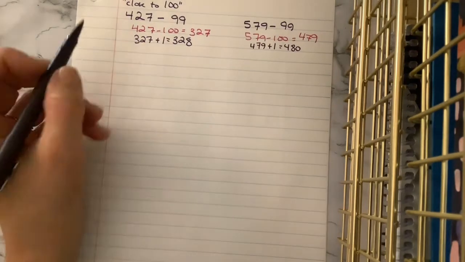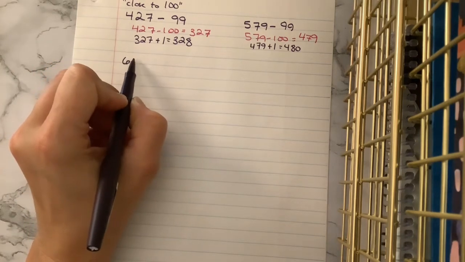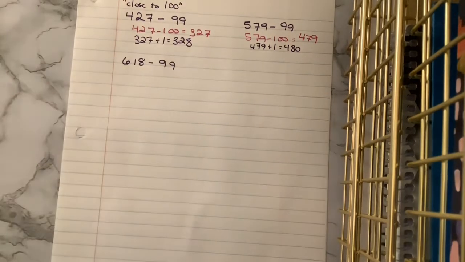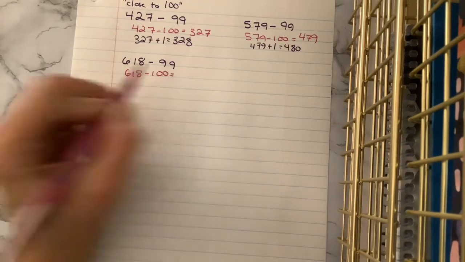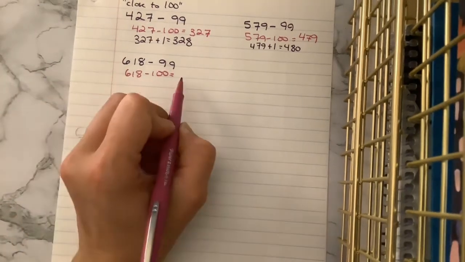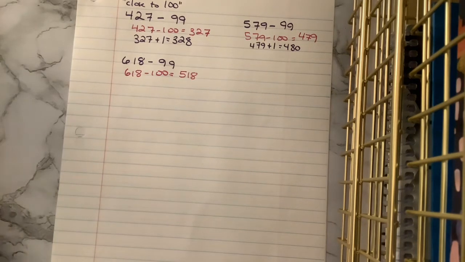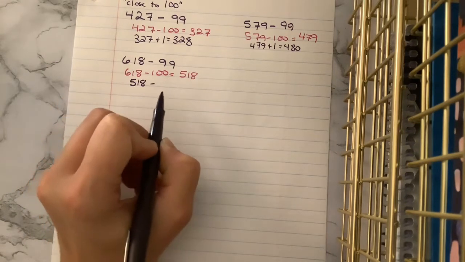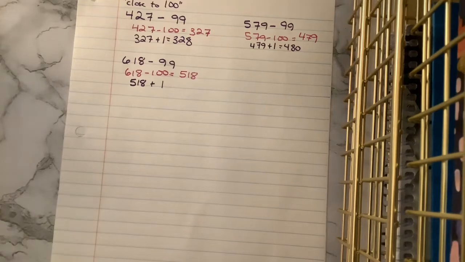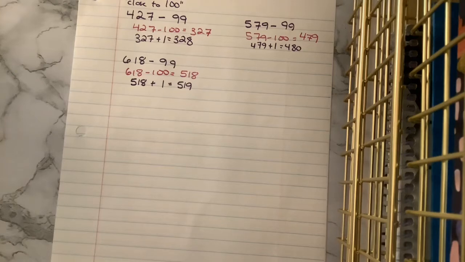I'm going to show you one more using 99, and then we'll do a couple out of the textbook. So let's say 618 minus 99. Again, we're close to 100, so we're going to subtract 100. 618 minus 100 is 518. But we weren't told to take away 100, we were told to take away 99, so we took away 1 too many. We subtracted 1 too many, so we need to add 1 back, which means our answer is 519.